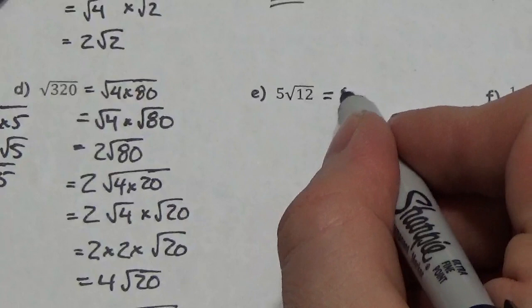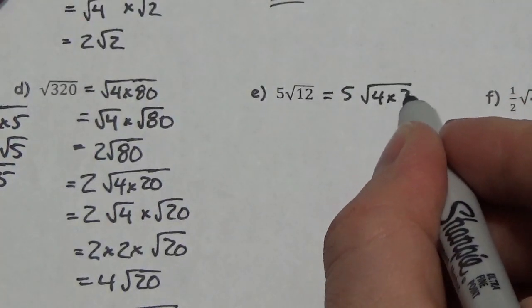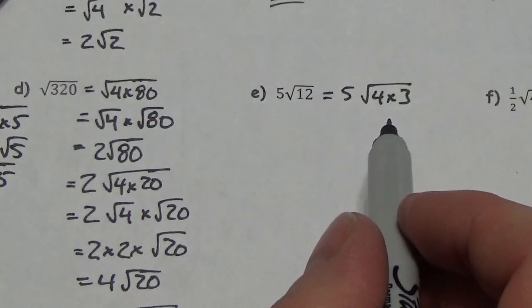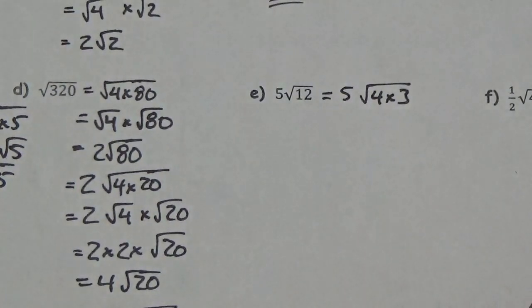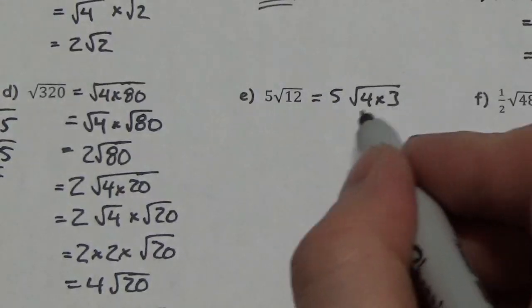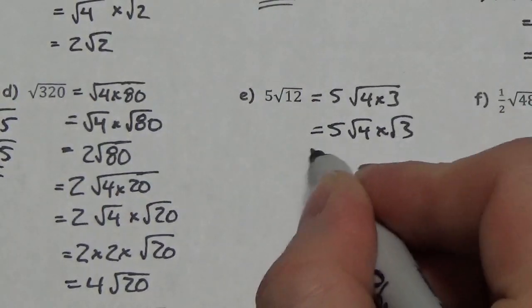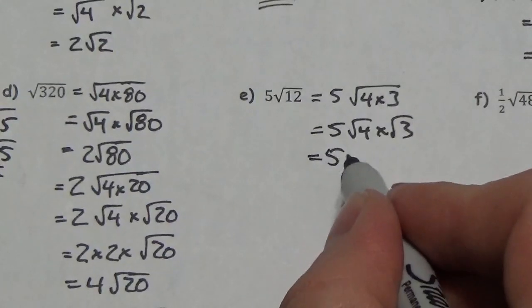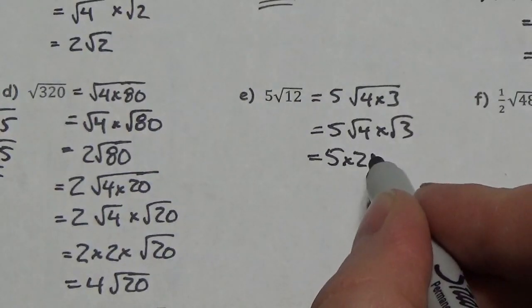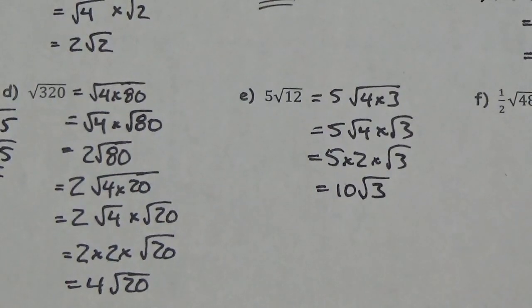5 root 12. Okay, well, 12 is 4 times 3. And I think that's the best we could do, because the perfect squares less than 12 are going to be 1, 4, and 9. And 12 is not divisible by 9. So 4, I think, is the best we can do here. So this will be 5 root 4 times root 3. And remember, that's 5 times 2, the square root of 4 is 2, times root 3. Or 10 root 3.